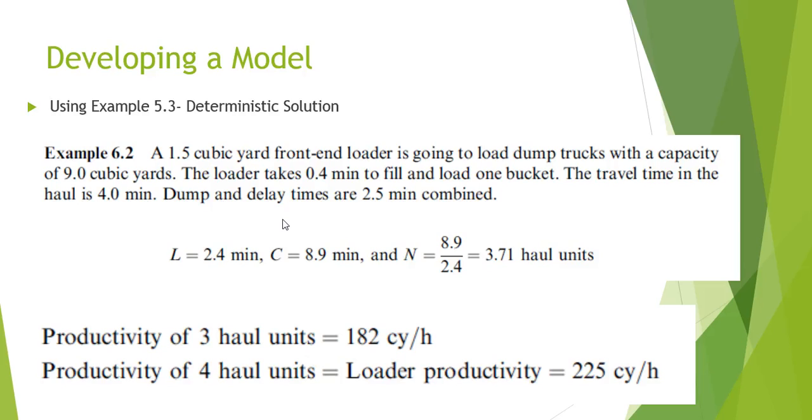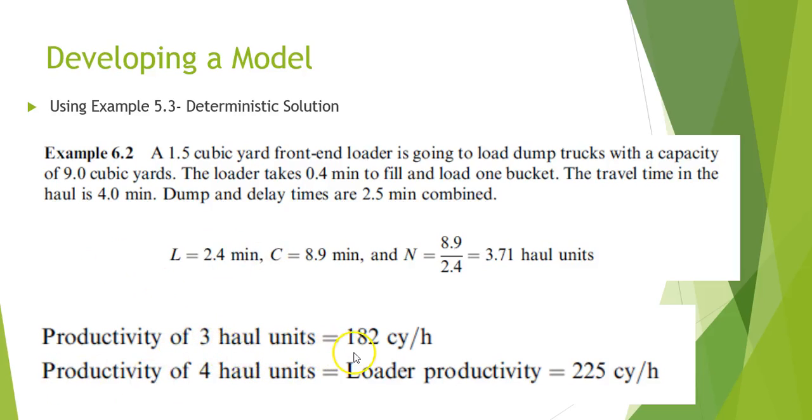Our cycle time is 8.9 minutes. So then we're going to be able to calculate N, which is 3.71 haul units. So what are we interested in? Because we have 3.71, we aren't going to have 3.71 units. We're either going to have 3 units or 4 units.